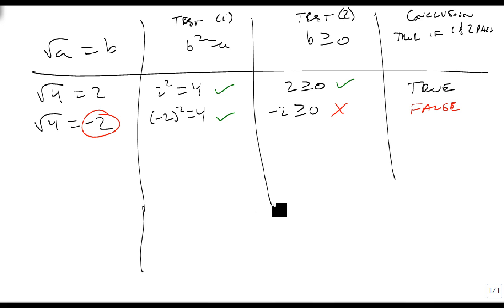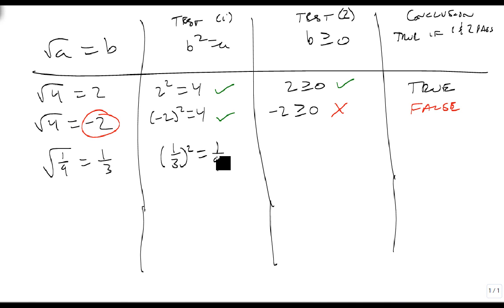All right? What about the square root of 1/9 equals 1/3? Does 1/3 squared equal 1/9? Sure enough, that one checks out. And is 1/3 greater than or equal to 0? Sure is. So this is a true statement.